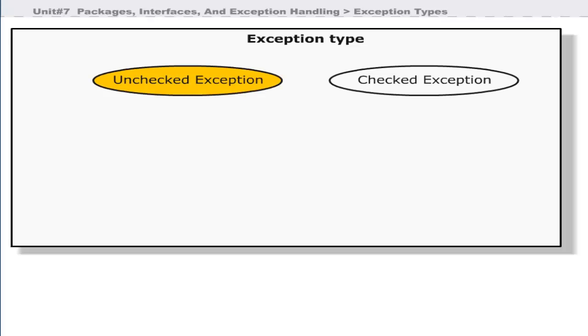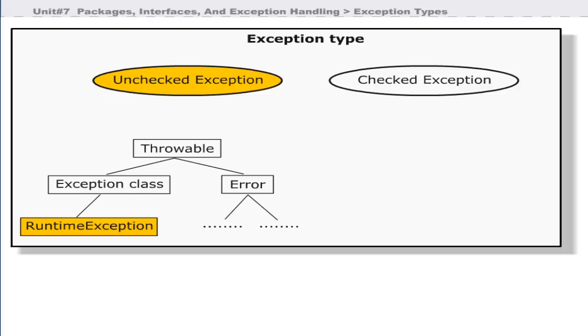Unchecked exceptions are mostly derived from runtime exceptions and error classes and their subclasses. Java does not check to see whether a method handles or throws these exceptions. These are handled by default handler and thrown automatically by Java runtime system.